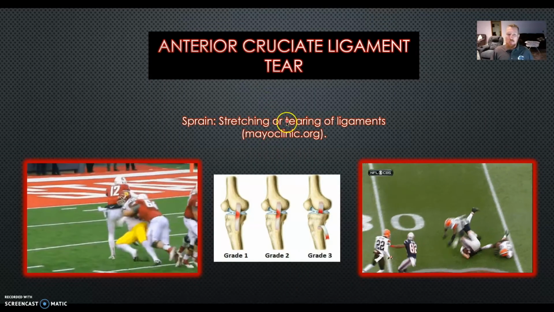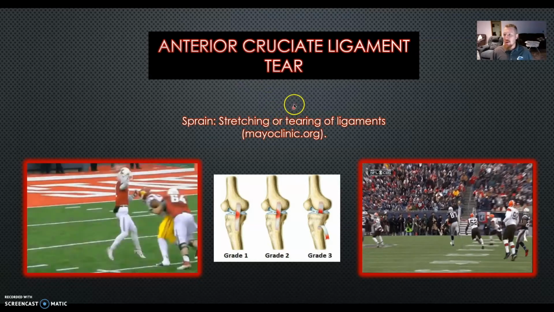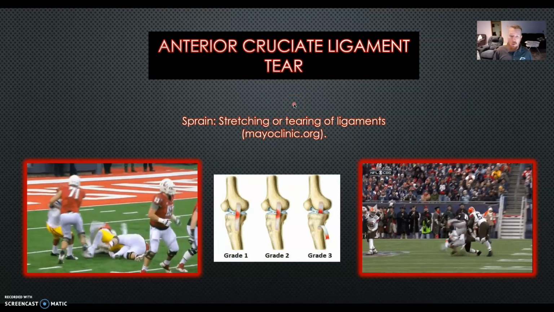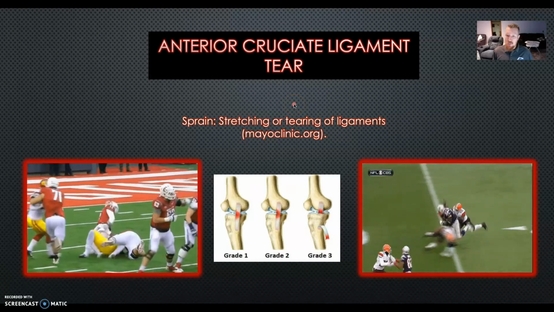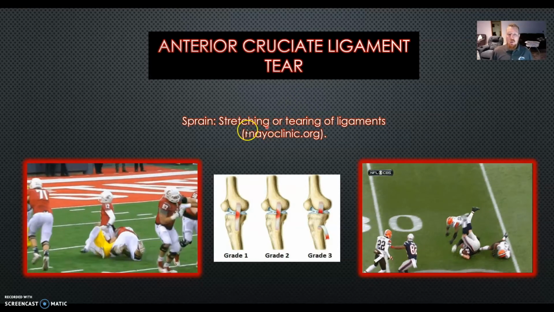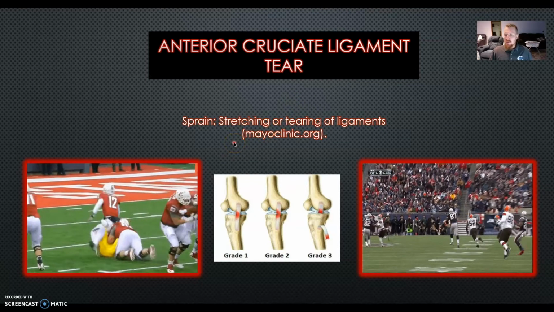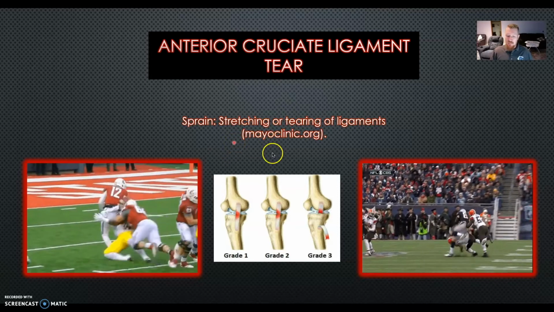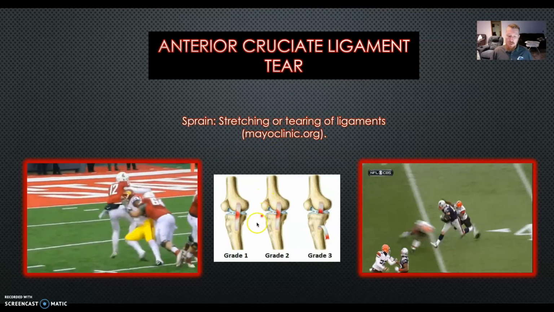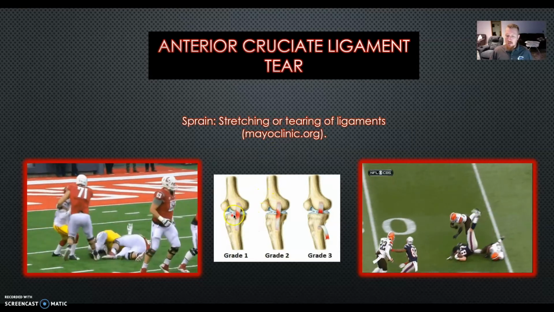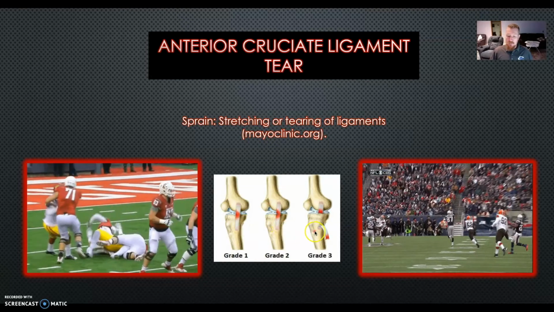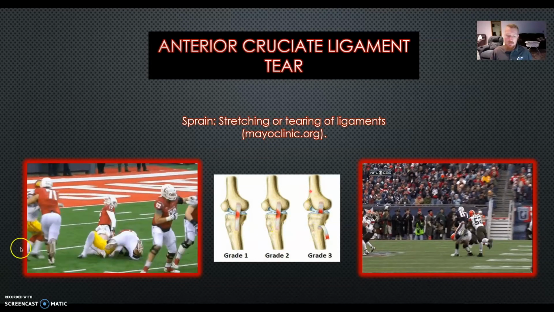Our next injury is going to be our anterior cruciate ligament tear, very common in American football to see these injuries to the ACL. Our sprain is going to be the stretching or tearing of a ligament. In this case, most of the time we'll see different grades of tear, but we go from a small tear to a complete tear, from grade 1 to grade 3.